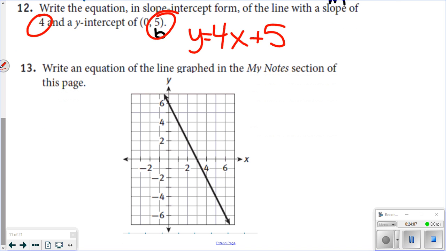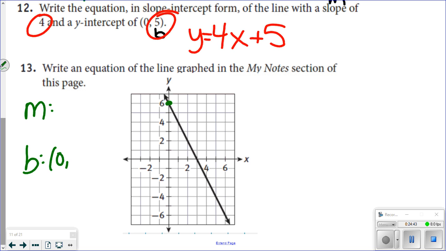Question 13 says, write an equation of the line graphed in the My Notes section of your book. So if you didn't find that, look on the right-hand side. You have a My Notes section. There's a graph there. We need 2 things to write the equation. We need the slope, our m value, rise over run, and we need our y-intercept, which is our b value. Here's my y-intercept right here, where my line touches or crosses the y-axis.